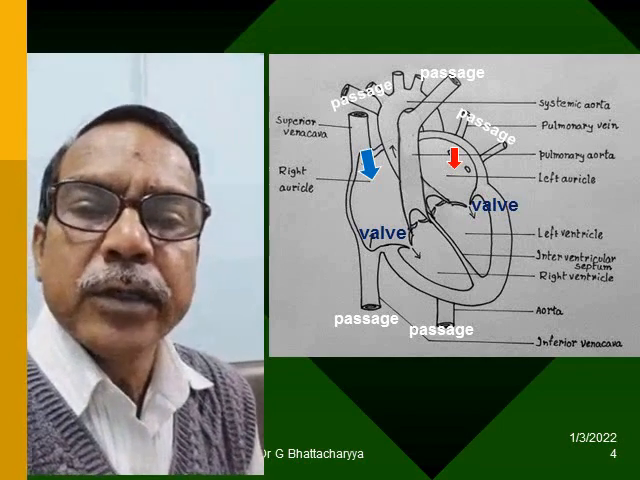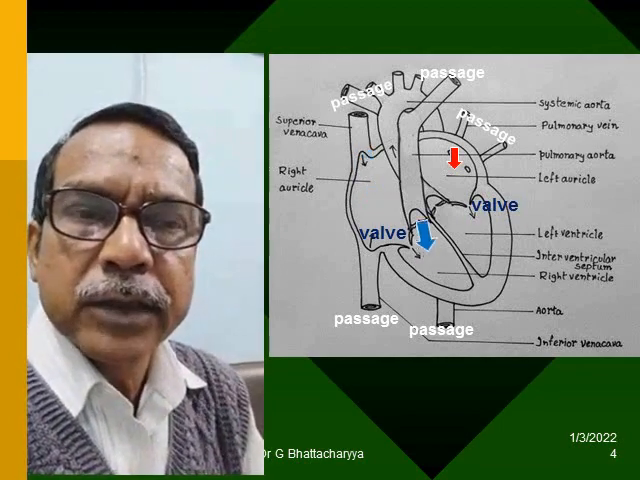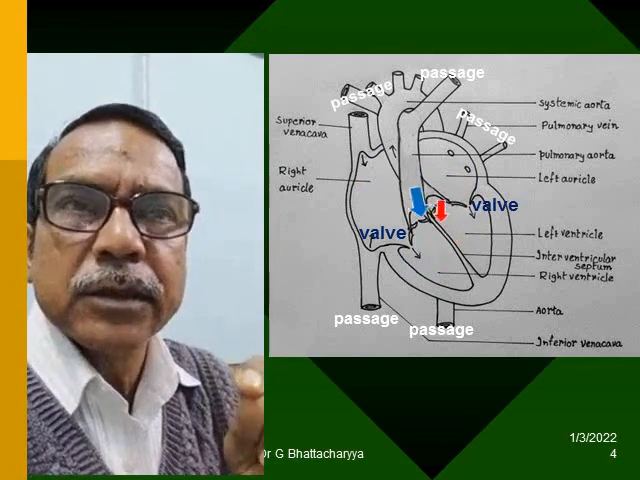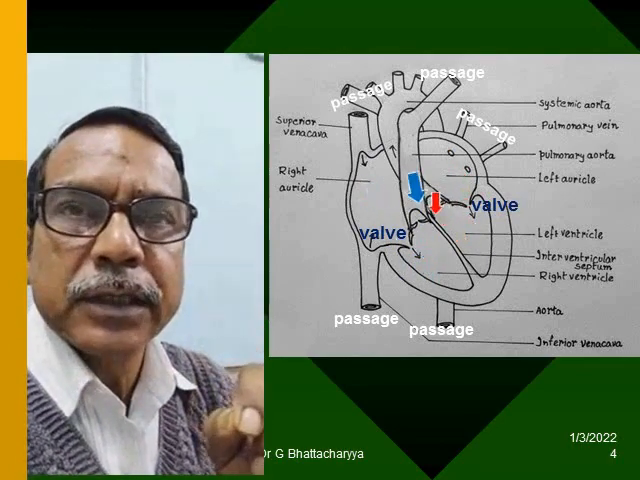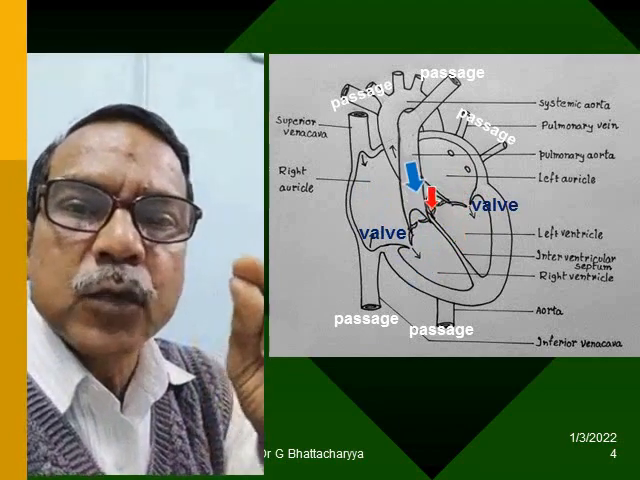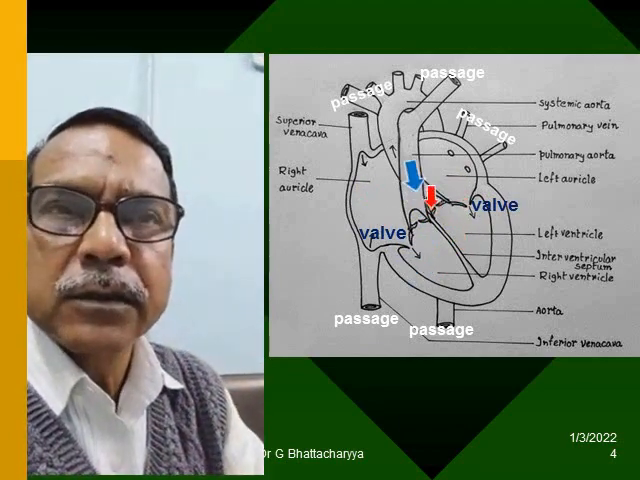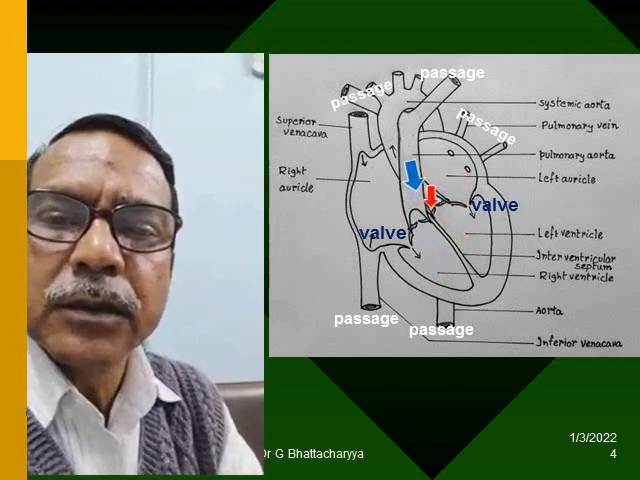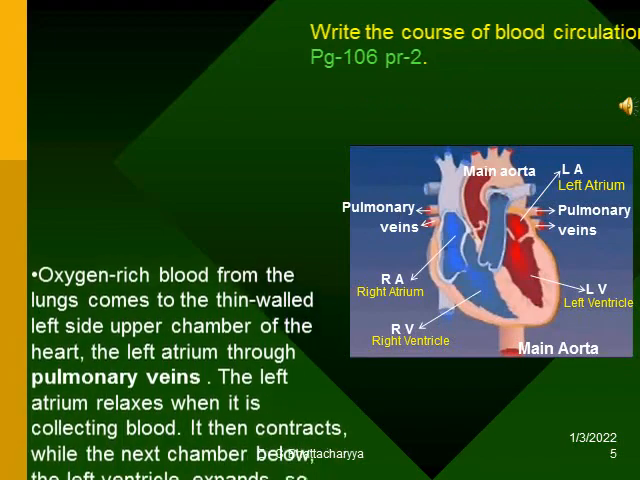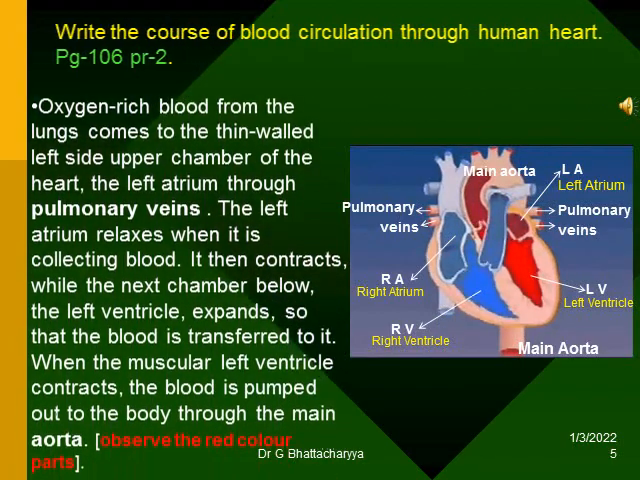Now look at the drawing of the human heart and try to understand the passages present, the valves present, and how blood enters, moves in the heart and comes out. Write the course of blood circulation through the human heart.